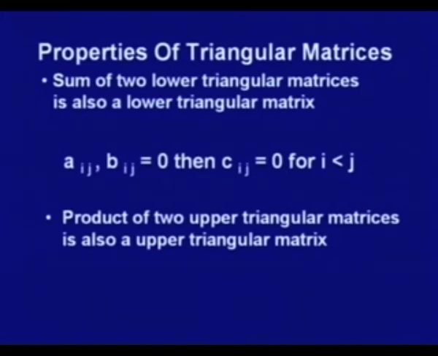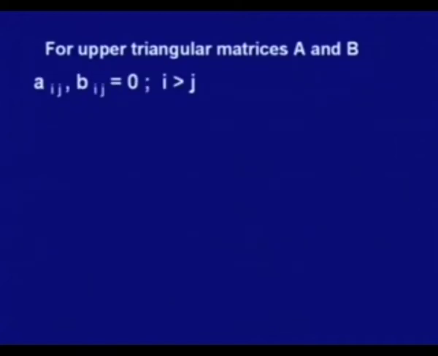Now, the next result is that the product of two upper triangular matrices is also an upper triangular matrix. To prove this result, I consider two upper triangular matrices A and B. Since they are upper triangular matrices, we assume that Aij and Bij are 0 whenever i is greater than j. Now, we will prove that the product matrix will also be an upper triangular matrix. That means the product element Cij will be 0 whenever i is greater than j and non-zero whenever i is less than or equal to j.